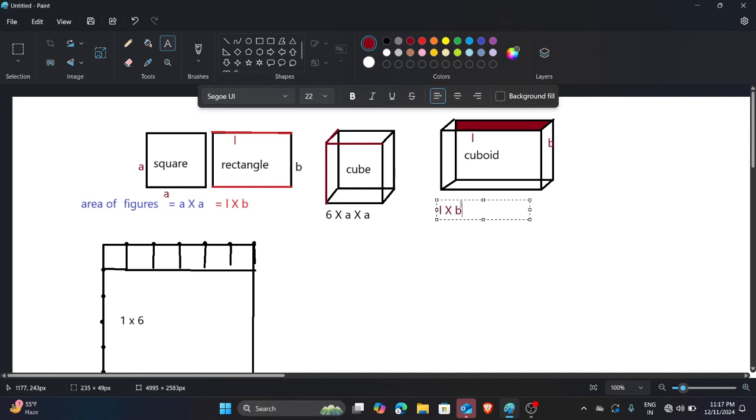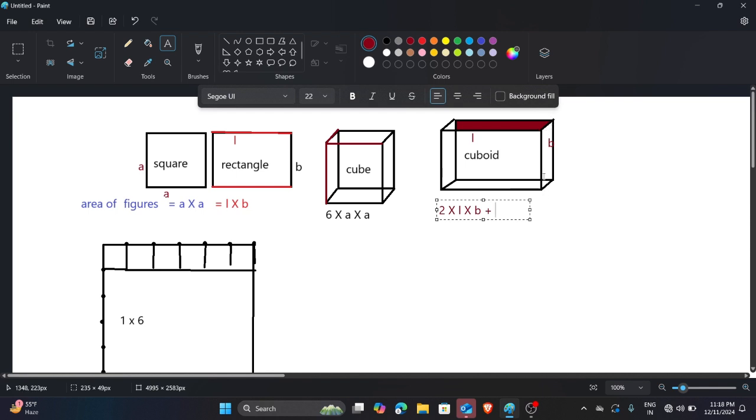So you can see that this and this is nothing but two, because there are two same faces. Opposite faces are always the same in a cuboid. Now similarly for this and this portion also. This is the breadth, so for this figure also this is the breadth.